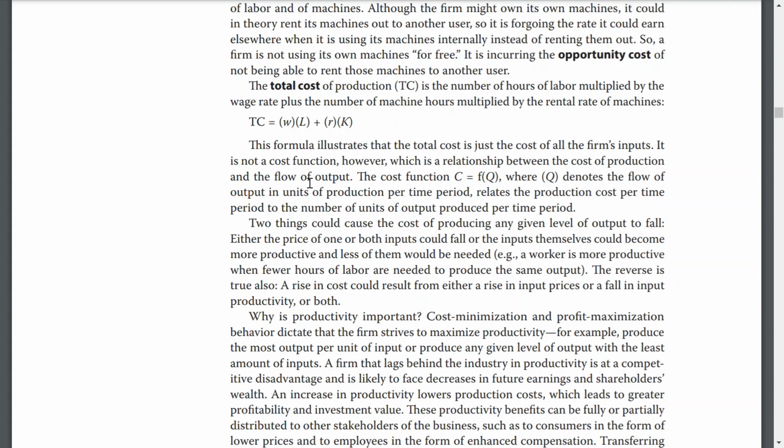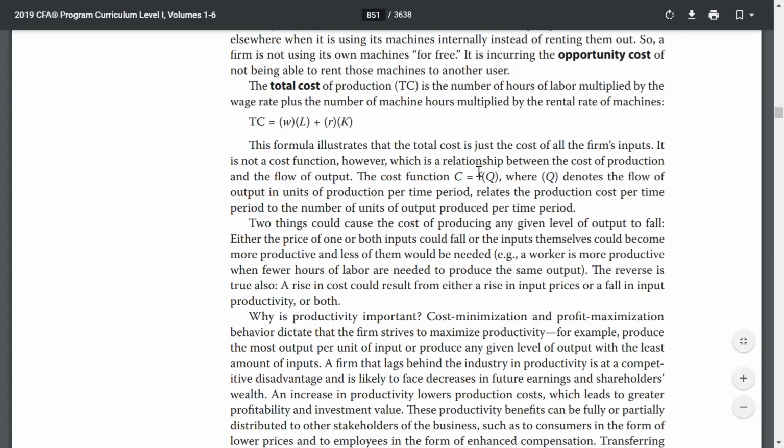It is not a cost function, however, which is a relationship between the cost of production and the flow of output. The cost function is C equals F of Q, where Q denotes the flow of output in units of production per time period. It relates production costs over a time period to the number of units of output produced per time period.